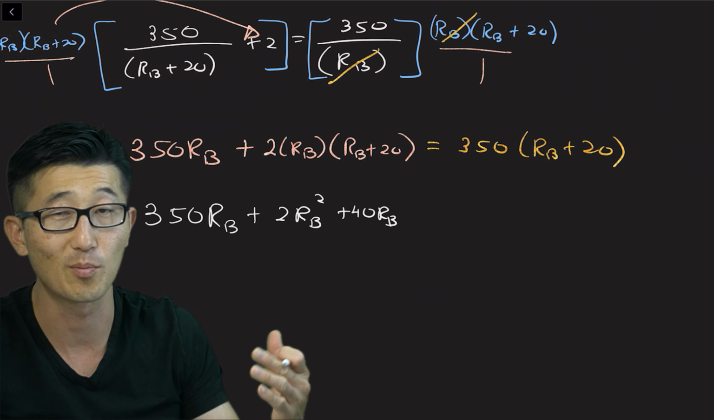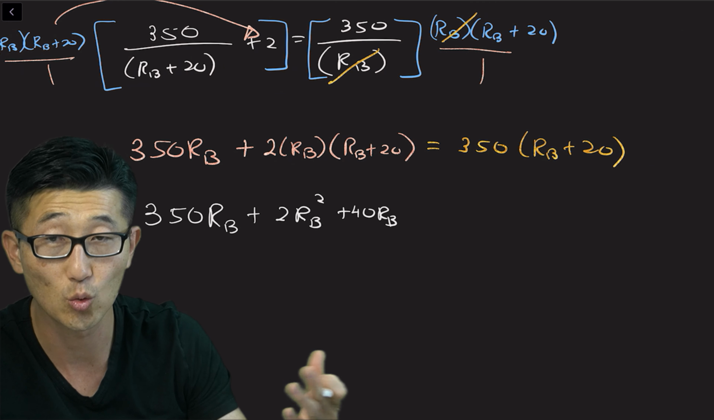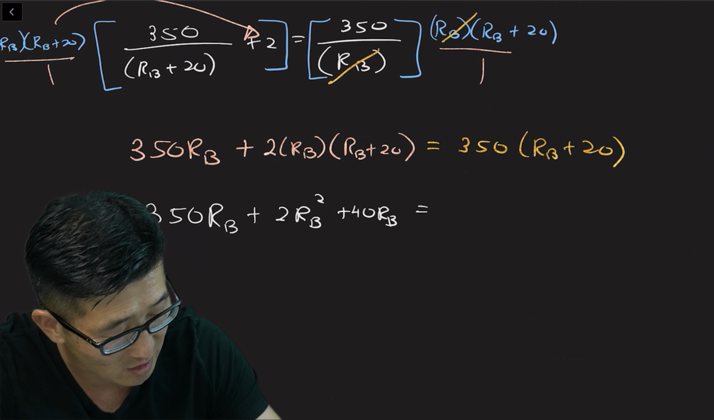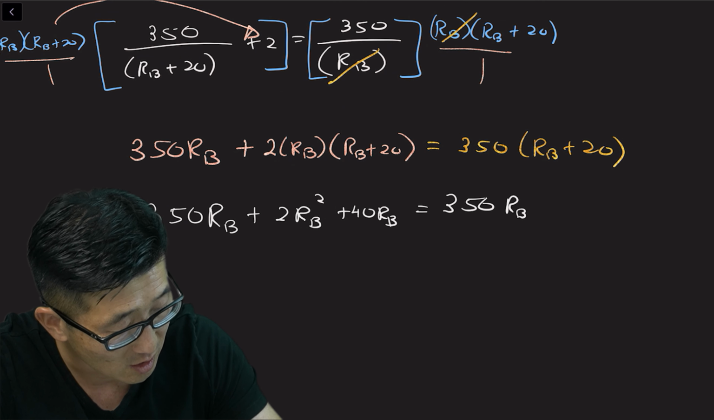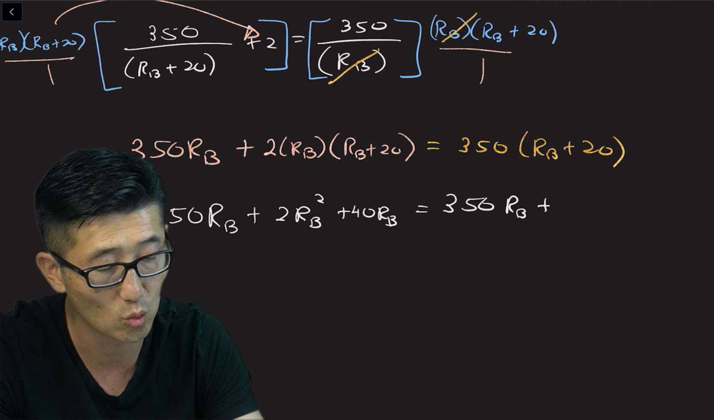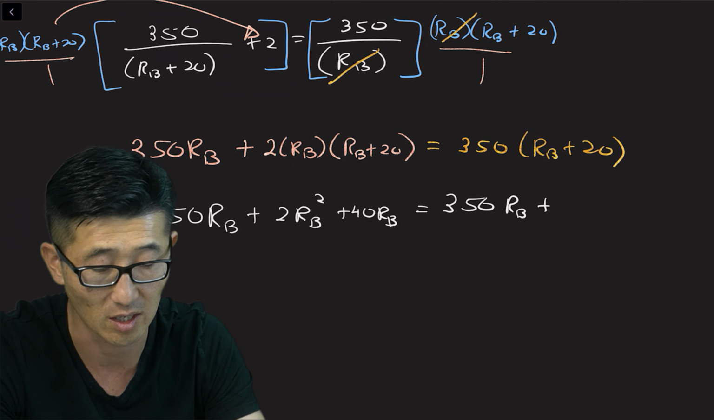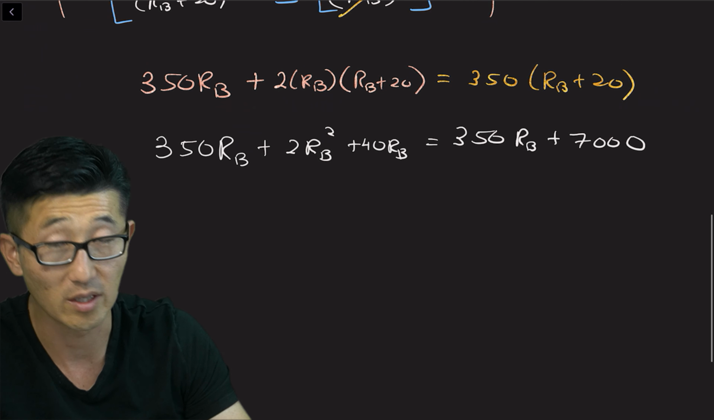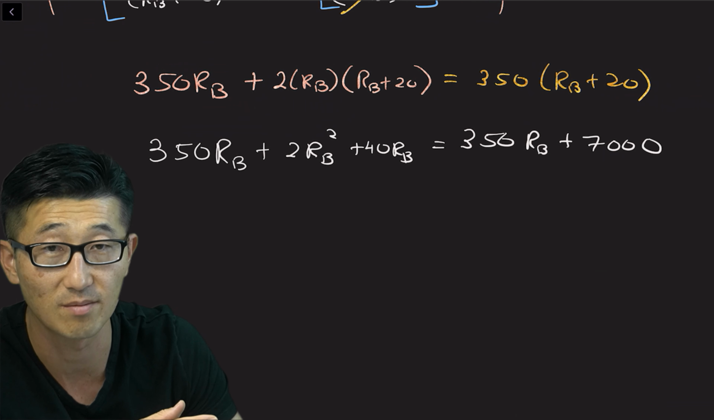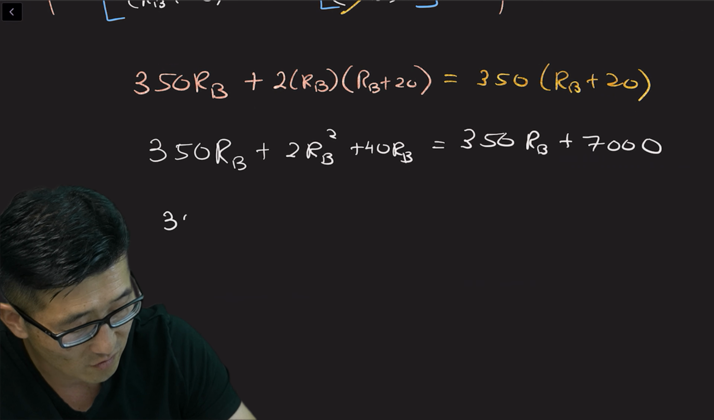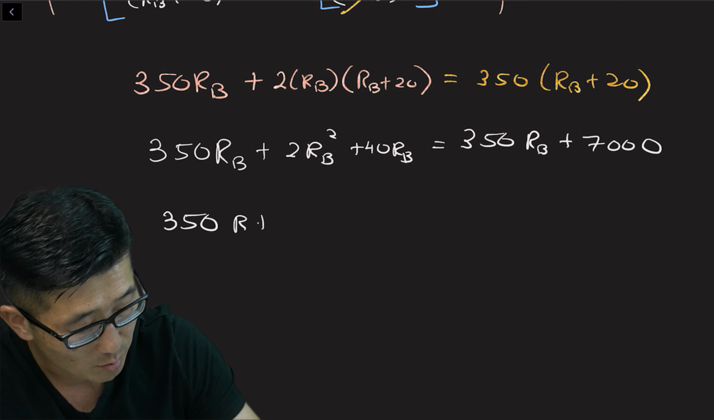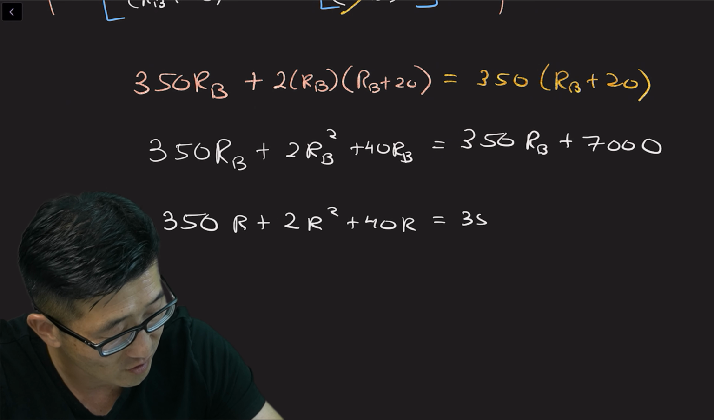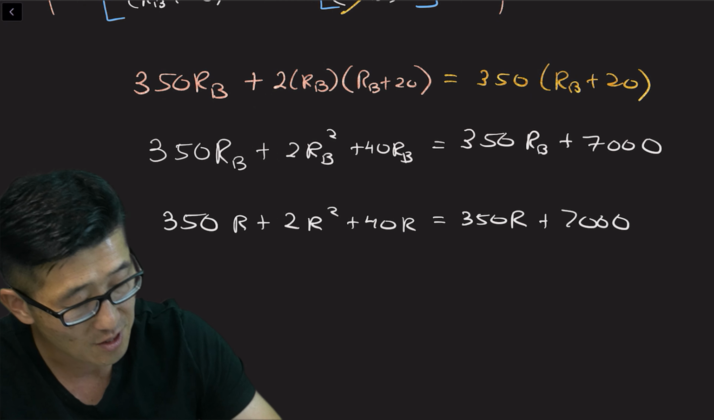Now, if the whole RB squared looks kind of complicated, let's switch to an easier variable to work with. So let me just finish writing this out. So this is 350RB plus, now what's 350 times 20? Well, 35 times 20 is 700, so 350 times 20 is 7,000. All right, let me just change the letters RB into just R. So 350R plus 2R squared plus 40R equals 350R plus 7,000.